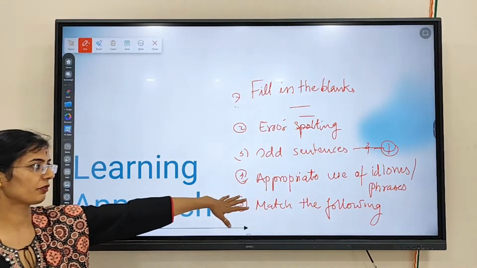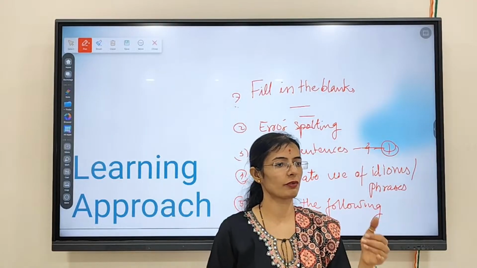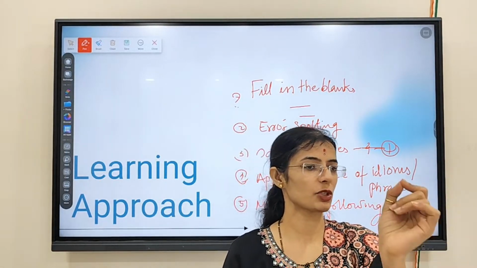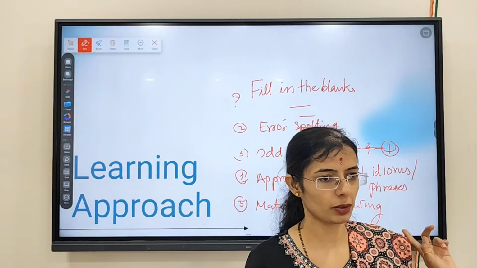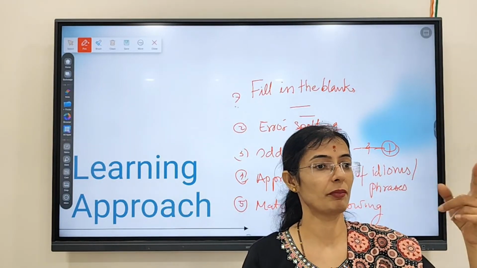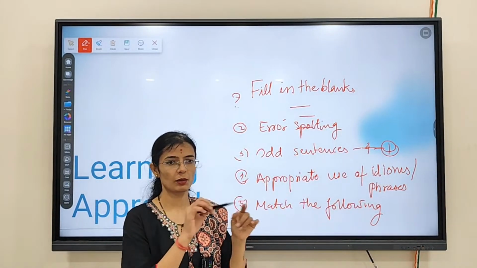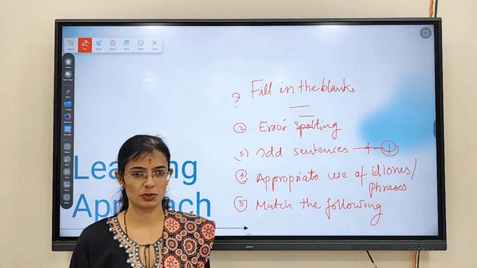Appropriate use of idioms and phrases. Here we'll have the idiom used in 4 different sentences. We have to see which one is correct. That is something that we have not done. What we've done is appropriate meaning of the idioms and phrases, right? This is in the sentence, idiom will be there. We have to find which one is the correct use.